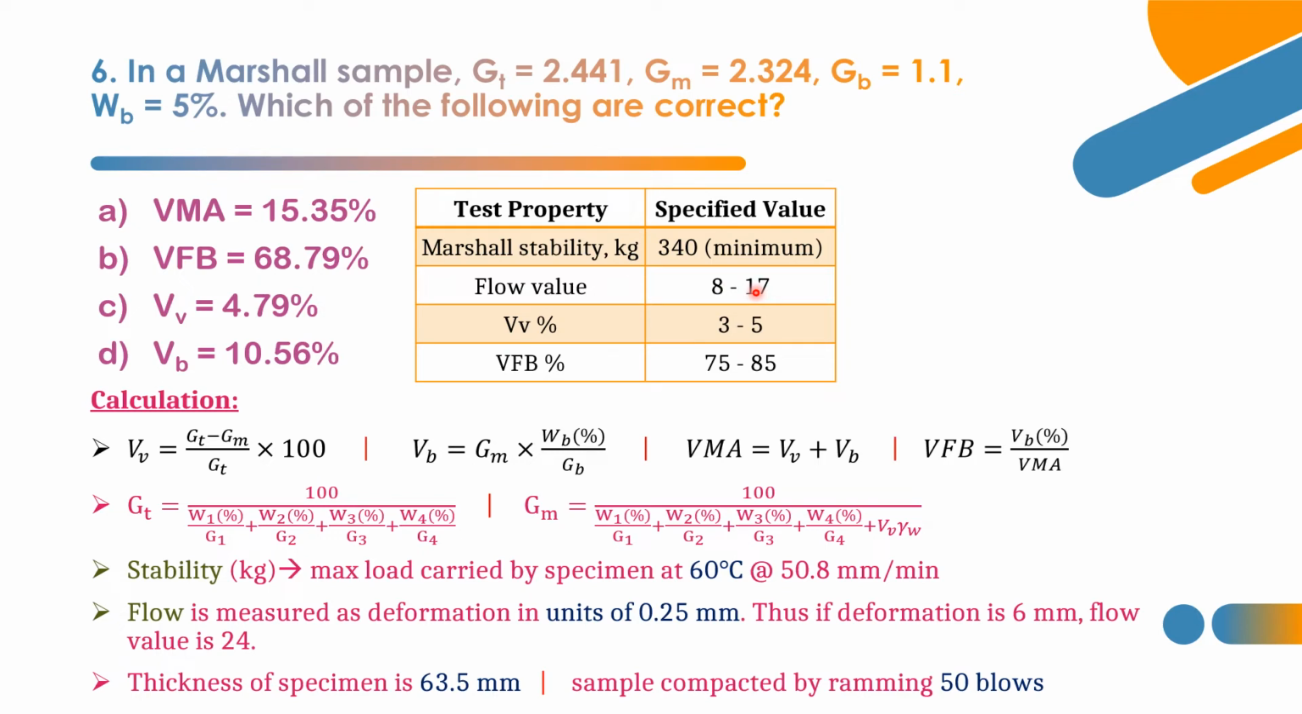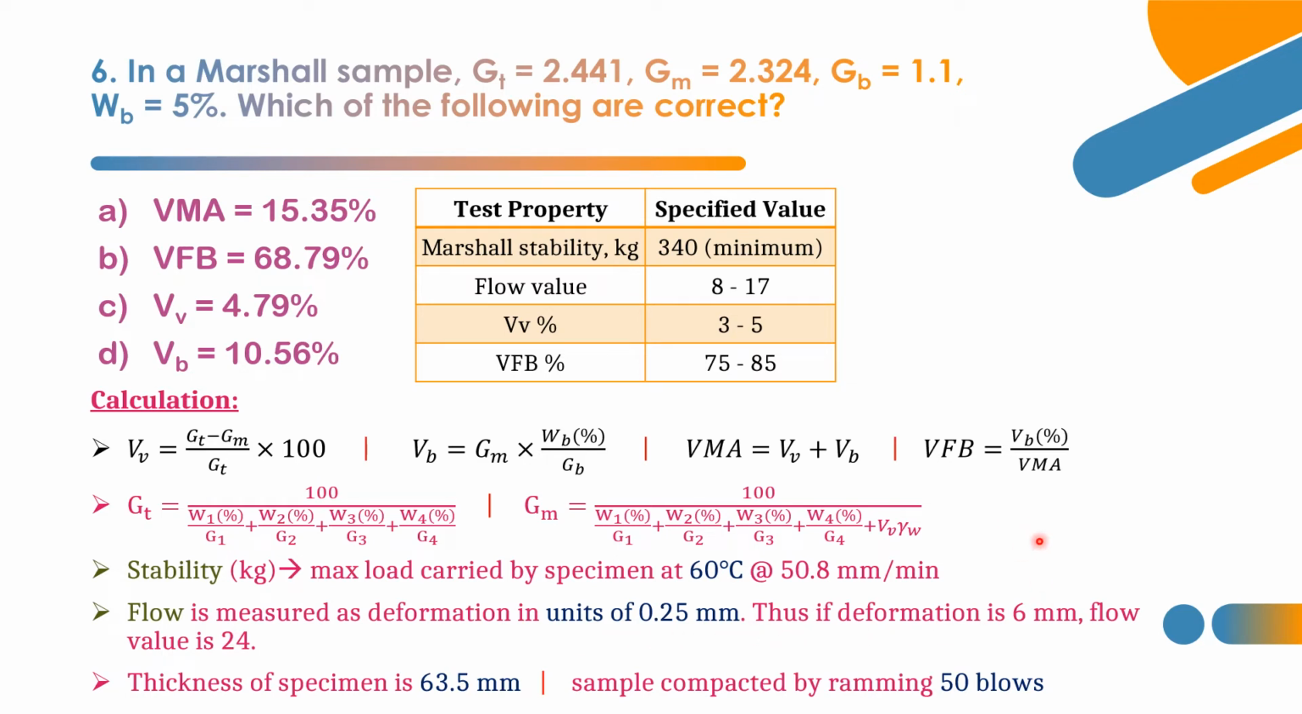That means deformation is 8 into 0.25. So 8 into 0.25 means 8 by 4, so deformation is 2 mm. Similarly 17 into 0.25. So flow value is measured in the units of 0.25 mm.